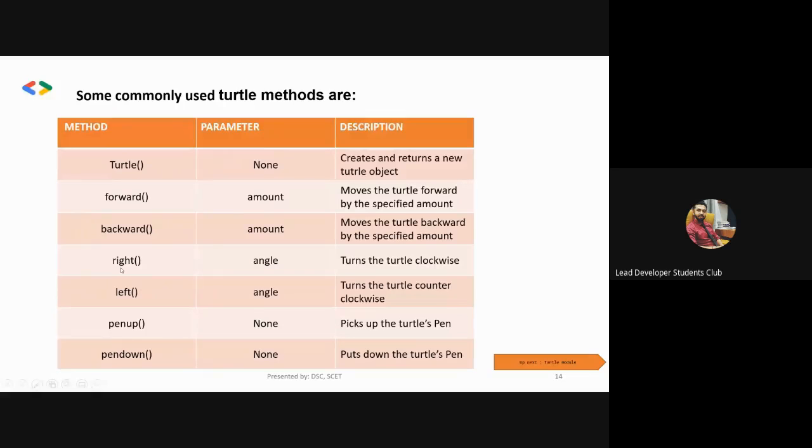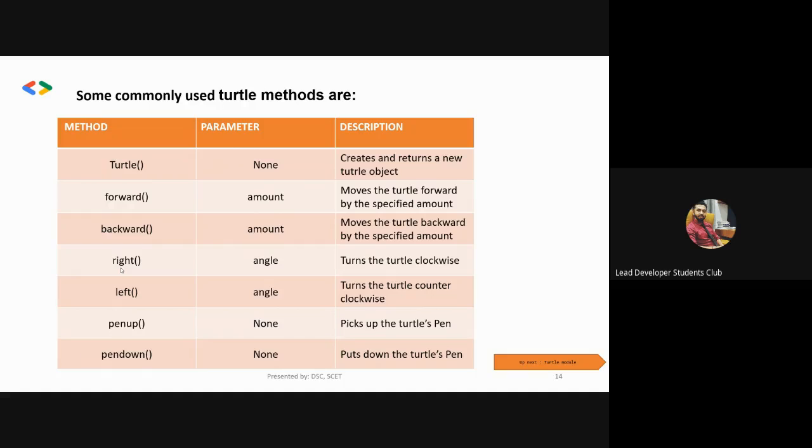What right and left do is simply turn the turtle towards the right or left. The parameter used in right is angle. So if you write right and in it you write 100, then it will make an angle of 100 degrees towards right. Similarly, left will make an angle of 100 degrees towards left, whatever angle that you mention in it. Then we have 2 more functions, that is pen up and pen down.